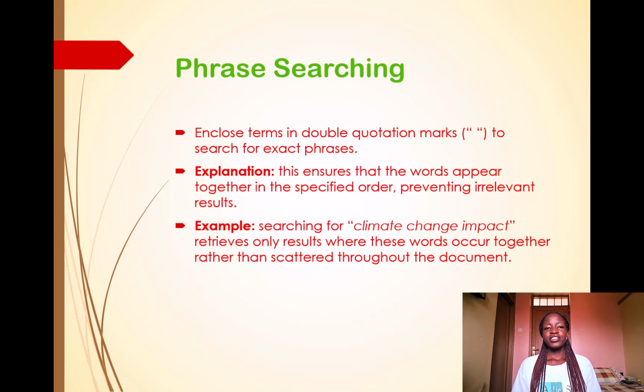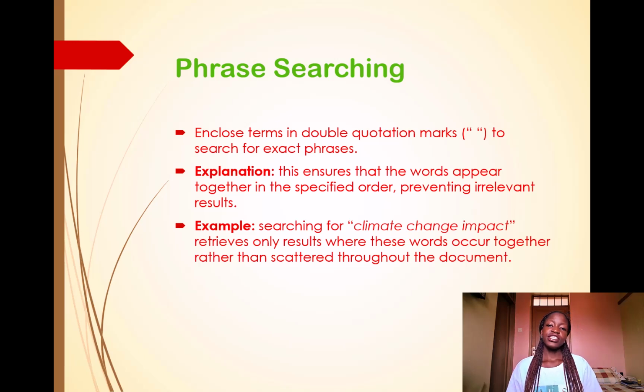Yeah, let's look at another one. We can look at phrase searching. What does phrase searching do? It encloses terms in double quotation marks to search for exact phrases. This ensures that the words appear together in a specified order, preventing irrelevant results.